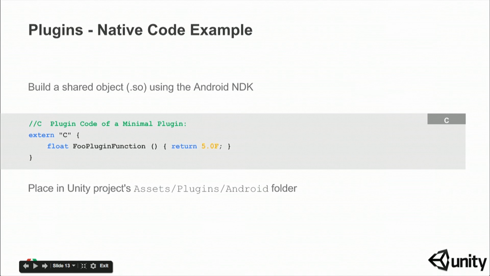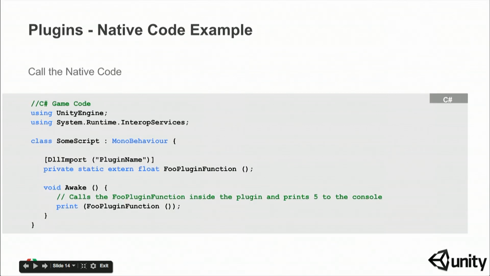So first, there's 2 ways to do plugins. The first is native and the second is Java. They're actually interchangeable. I'm going to talk about native first and then a little bit about Java. So here is an example of some C code that's a minimal plugin. All it does is return a value. All I need to do is put this C file and build it into a .so file using the Android NDK. And I need to place it in my project's plugins folder, which I'm going to show you in a minute. To call that code, and that code could obviously be doing a lot more complex things, all I need to do is, from my game code, use interop services, annotate my plugin or my function definition, and then call my code. That simple.